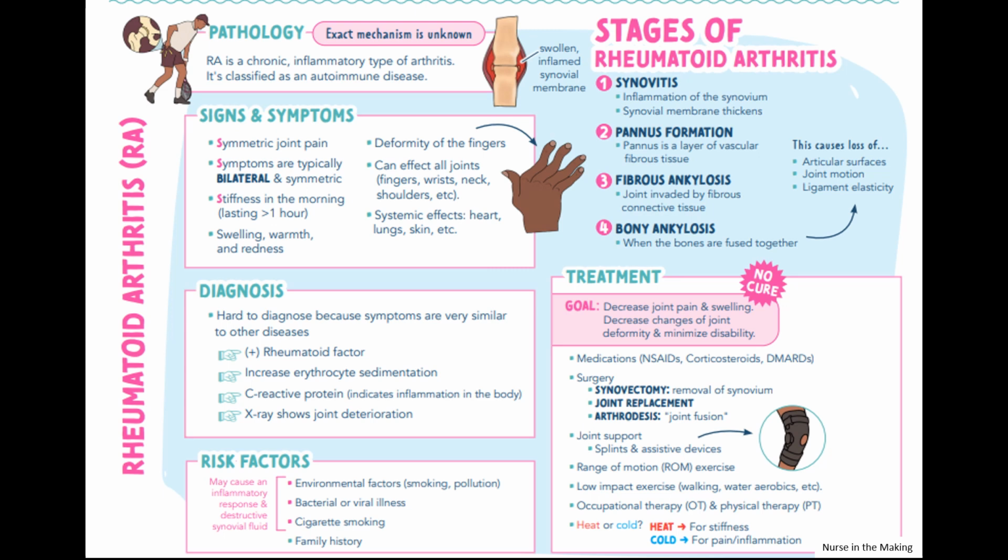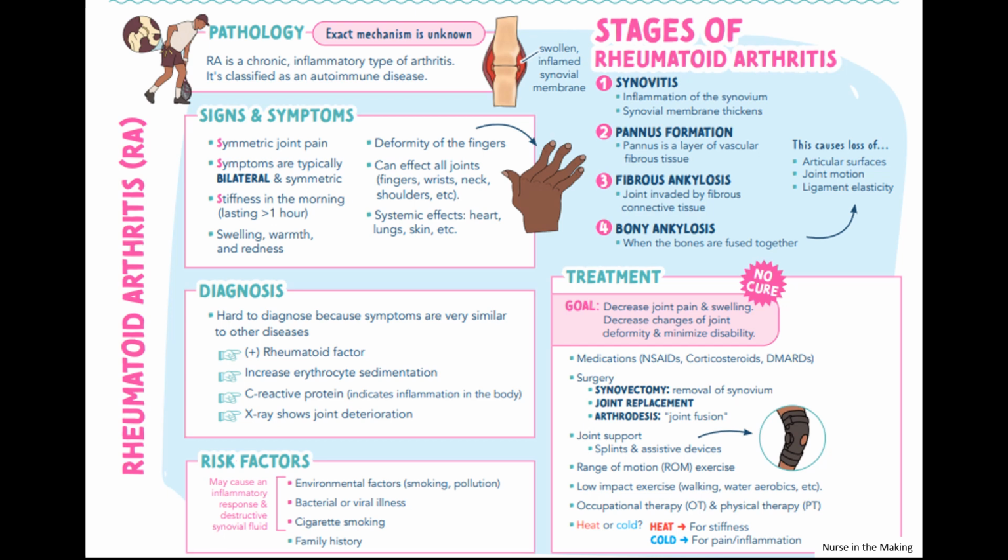These are called DMARDs, D-M-A-R-D-S. So these include methotrexate, leflunomide, hydroxychloroquine, that's also called Plaquenil, sulfasalazine, and tofacitinib. So these alter the immune system in various ways. They alter the inflammatory response to decrease inflammation, and they slow disease progression. These medications can be used alone as monotherapy or in conjunction with other medications.